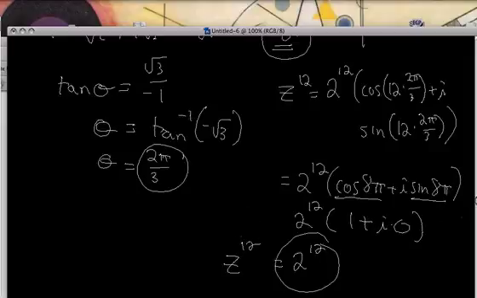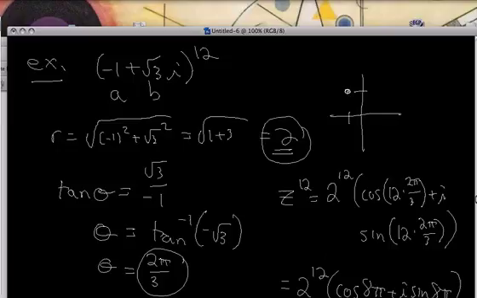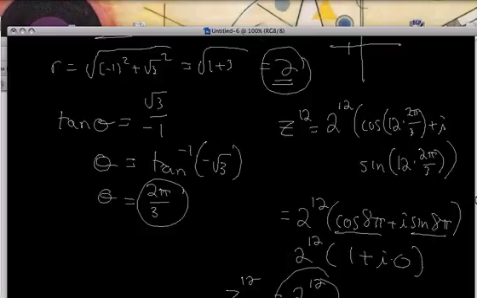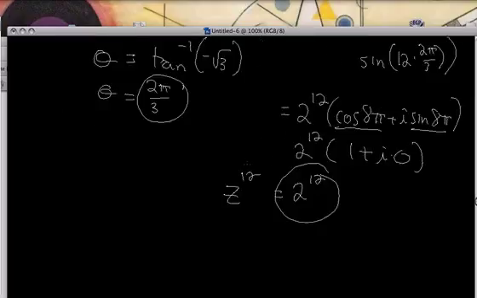Which is interesting because z is not 2. The modulus of z is 2, but z itself is not 2. So that lets you know there are other solutions besides just 2 that satisfy this equation.